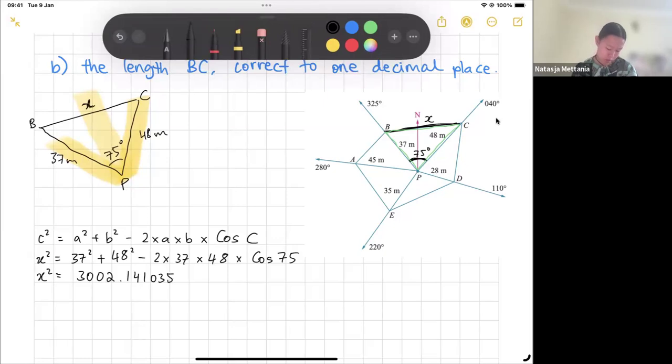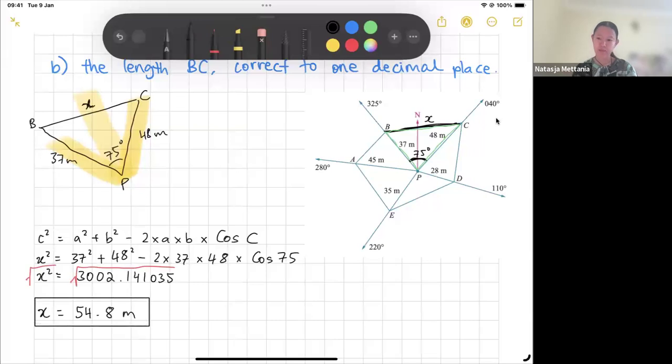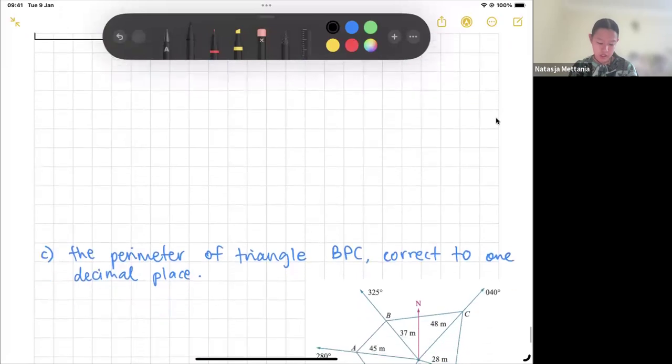Because I want to figure out what x is equal to, to get rid of the squared, I'm going to square root both sides. Put that into your calculator, and if you round it to 1 decimal place, you should get 54.8 meters. Okay, that's it for question B. Let's go to question C.